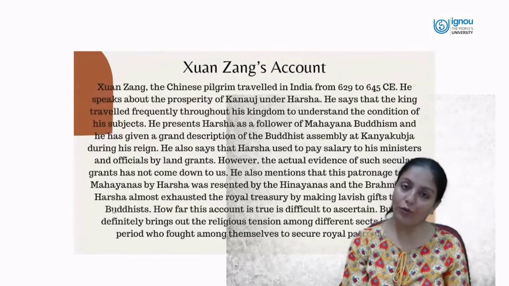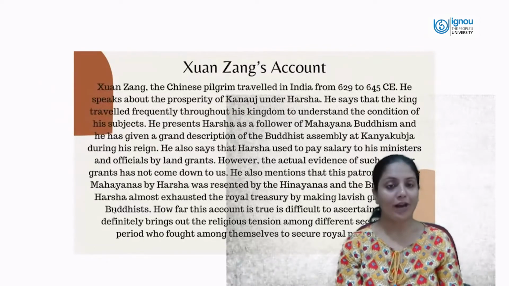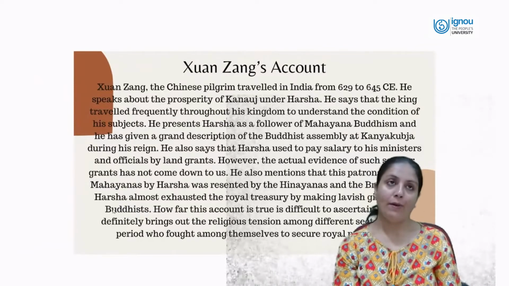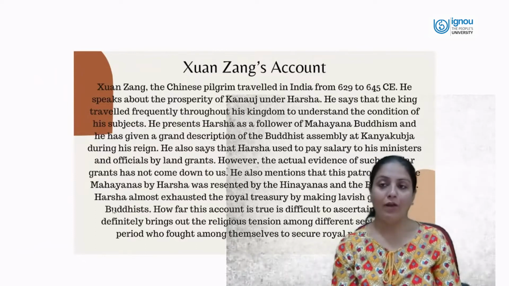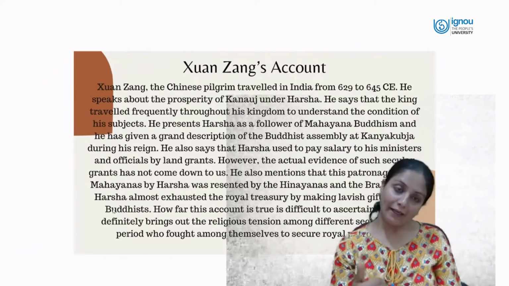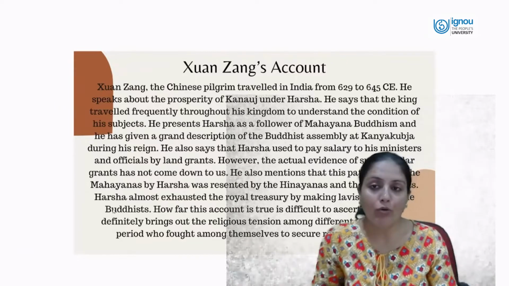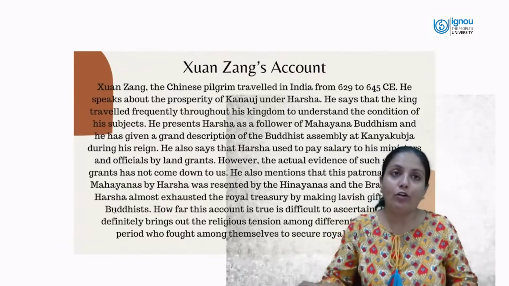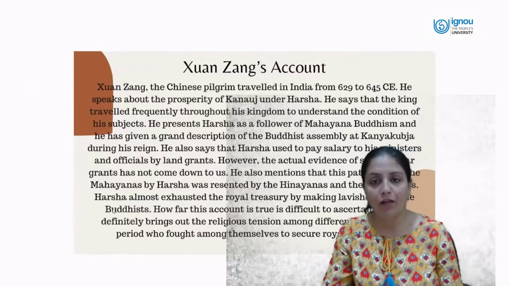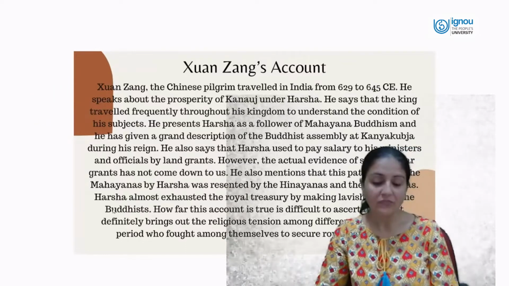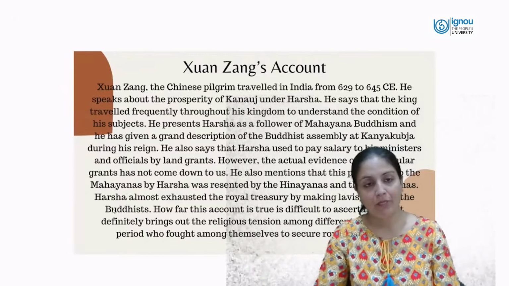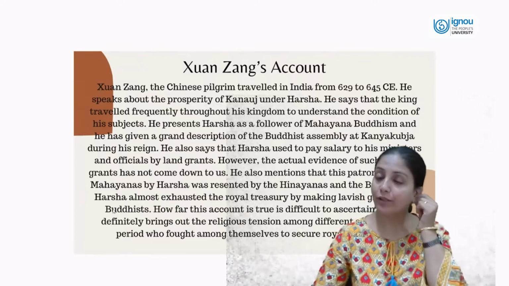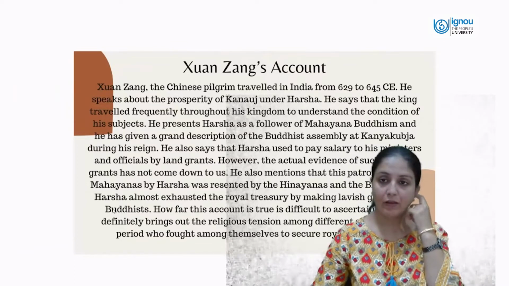Xuanzang. As I told you earlier, there were two foreign travelers, Xuanzang and Faxian. Faxian came in the 5th century, Xuanzang came in the 7th century. Where? In India, to know about his god Buddha. Xuanzang took a lot of information from India and wrote a book with a travel history of India. The Chinese pilgrim traveled in India from 629 to 645 CE. How many years?